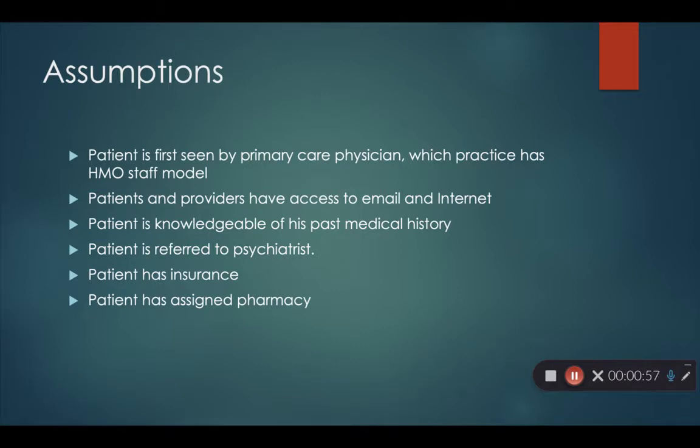Here are 6 assumptions. The patient is first seen by a primary care physician, whose practice has an HMO staff model. Patients and providers have access to email and internet. The patient is knowledgeable of his past medical, social, and family history. The patient is referred to a psychiatrist. The patient has insurance and an assigned pharmacy.